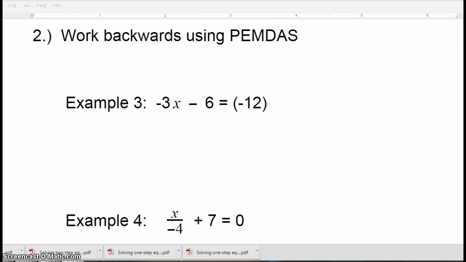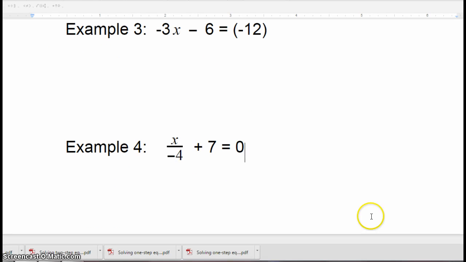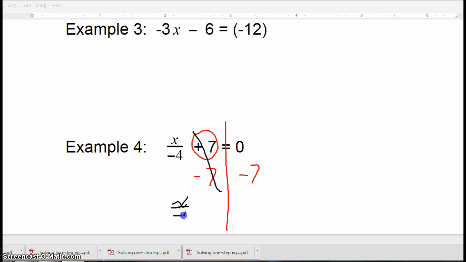So let me erase that and move on down. Lastly, some number divided by 4 plus 7 gives me 0. I'm using PEMDAS backwards, so that means I get rid of this plus 7 first. I do the opposite. I subtract 7 from both sides of the equal sign. I like to draw a little line here because it tells me where my equal sign is. So plus 7 minus 7, those cancel out. And I'm left with x divided by 4 equals negative 7.